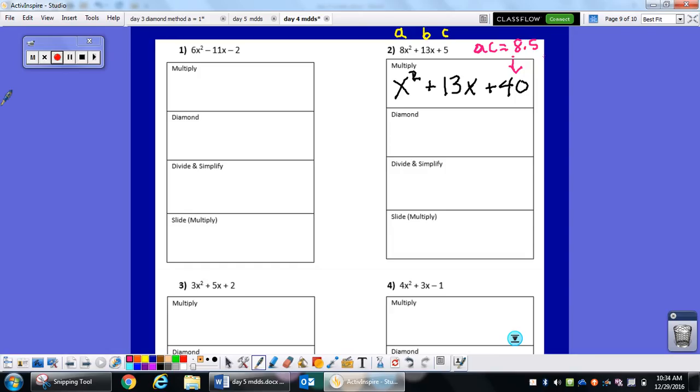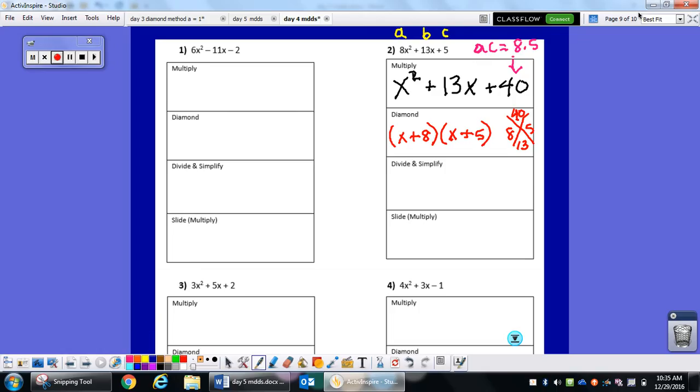Okay? The next thing you're going to do is apply the diamond method to that. So we want to multiply to 40 but add to 13. So those two numbers are 9, just kidding, 8 and 5. Okay? So now you're going to rewrite as x plus 8, x plus 5.